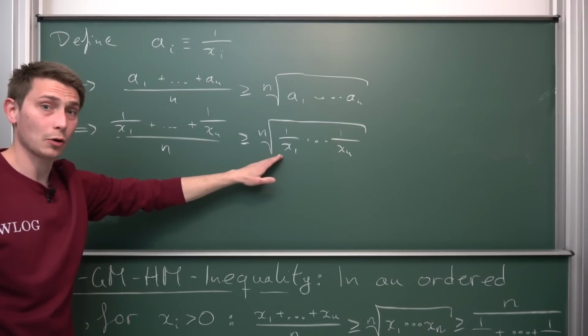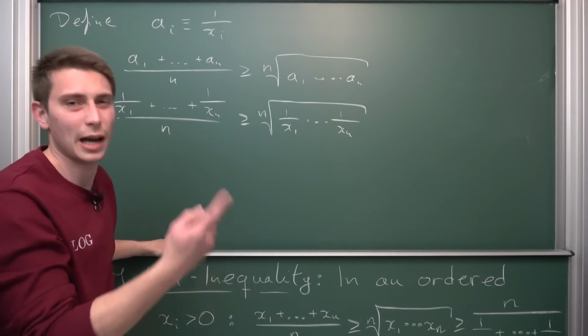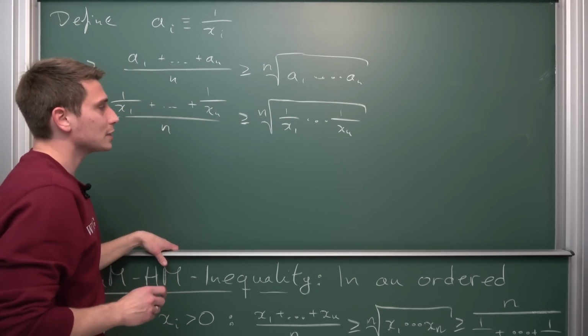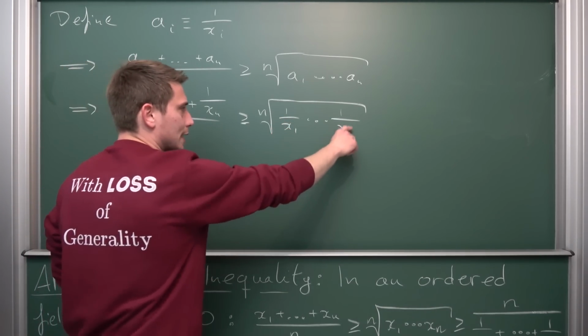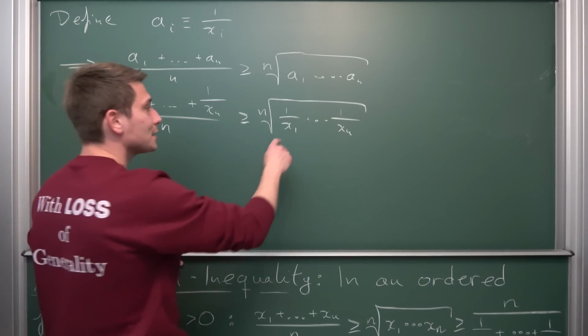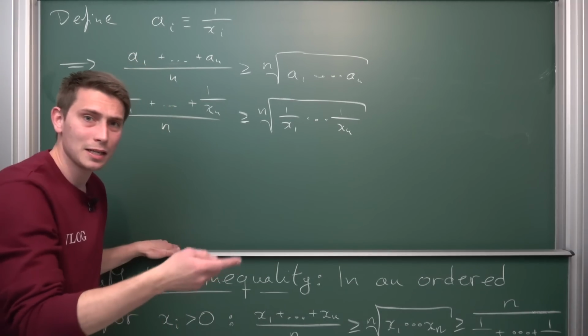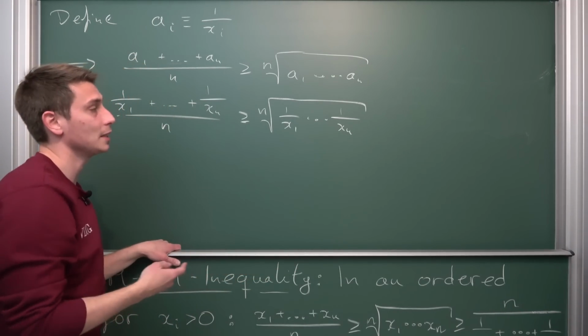And now I'm going to play around with this right hand side, because this is the only hard part, you could say, about all of this. What we're going to do is acknowledge the fact that what we got right here inside the root is nothing other than 1 divided by x1 times x2 times x3 up until xn.